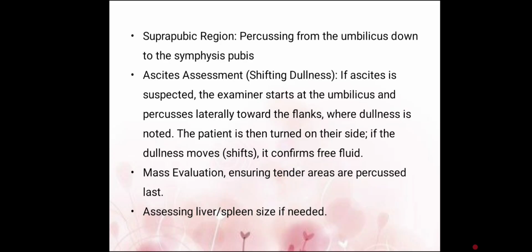Percuss the suprapubic region, starting from the umbilicus and going down to the symphysis pubis, to evaluate any pelvic mass. For shifting dullness, start from the umbilicus also and percuss laterally to the flank. In the flank, dullness will be noted. Then, fixing that hand, ask the patient to turn to the other side. By turning the patient to the other side, the dullness should shift, and this confirms free fluid collection in the peritoneal cavity.